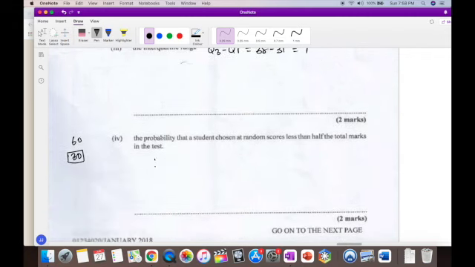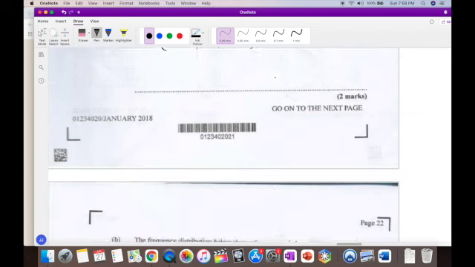So therefore the probability of students scoring less than 30 will be, well, we have 2 scoring less than 30 out of 10. So that means that is a 1 in 5 probability that we will get somebody who scored less than half of the marks.